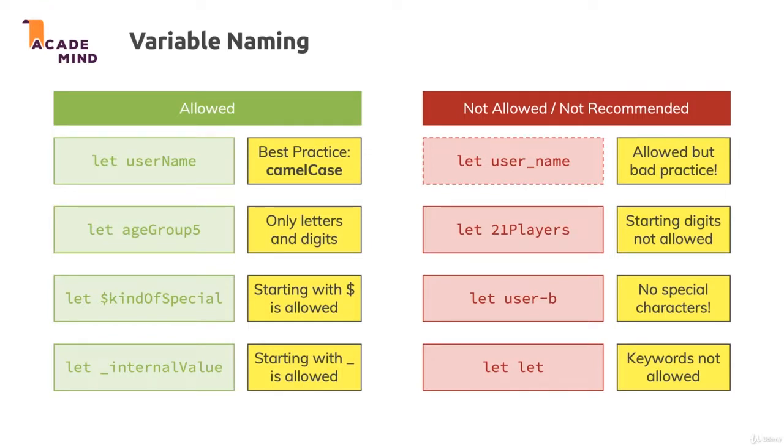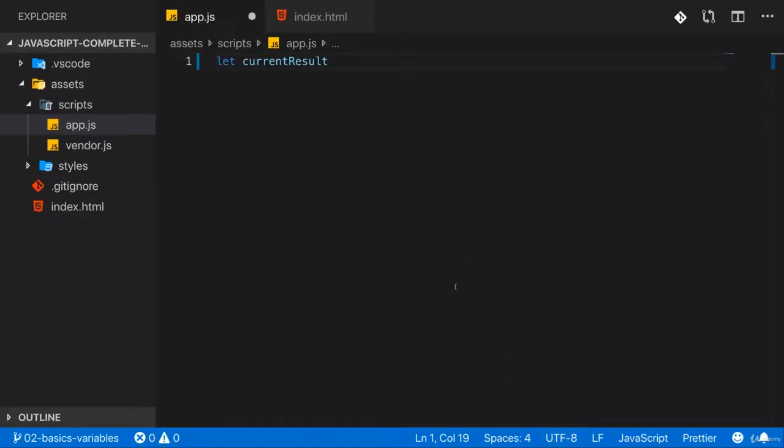So now that we know what's allowed and what's not allowed, let's go back to our code and write some good code. So I got the current result variable, and now we could write the variable just like this. Now in JavaScript, you don't have to initialize this variable with a value, so you can leave it like this. So now it's an uninitialized variable.